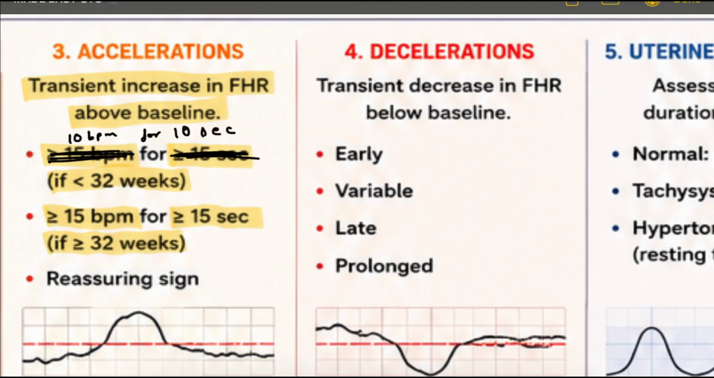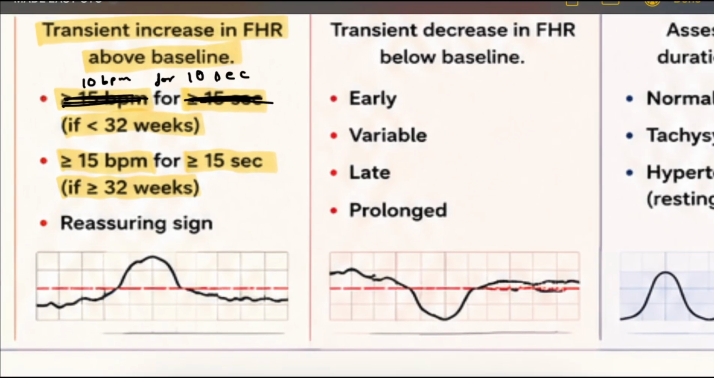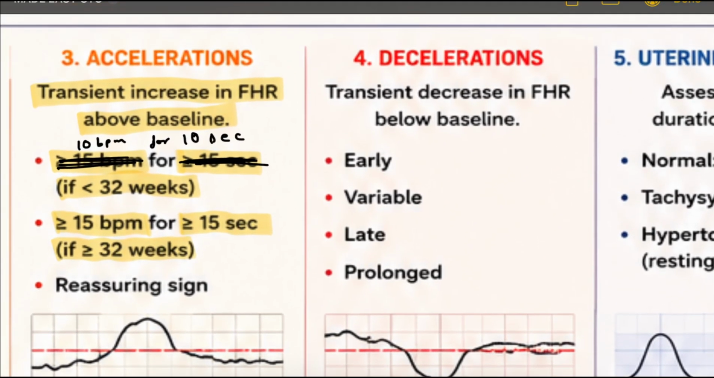Sorry, it's a mistake. For less than 32 weeks, we have to go with 10 beats per minute for 10 seconds. For example, the baby moves, the heart rate rises from 140 to 160 beats per minute and returns to baseline. So it's perfectly reassuring. Reassuring is the main important thing. So we have to do reassurance in acceleration.